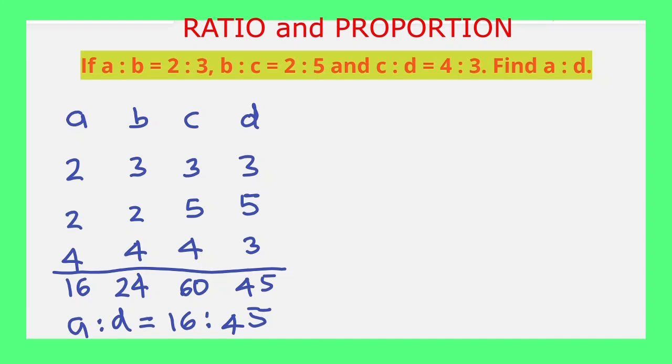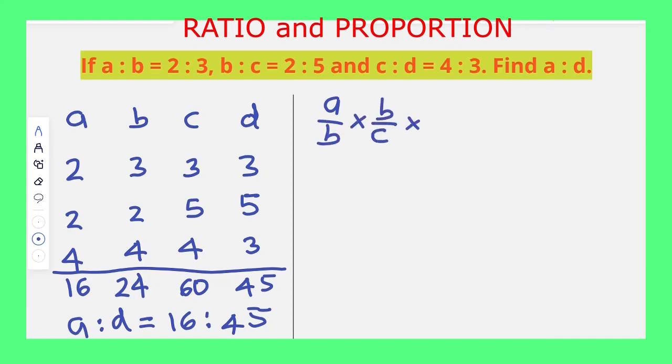Now we solve this question by another shortcut method using the property of fractions. If we multiply all these ratios with each other, then what we get, A ratio B is multiplied by B ratio C is multiplied by C ratio D. Then what we find, B cancels B, C cancels C, and we get A upon D, which is A ratio D.